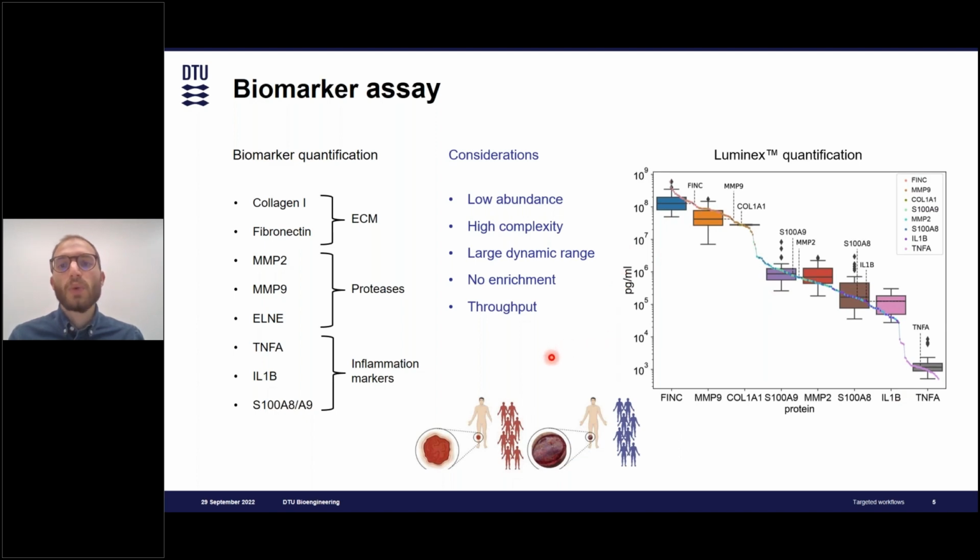We also wanted to monitor these proteins without any prior enrichment, as this would significantly add to the sample preparation, and we wanted, of course, to achieve high throughput and have an assay with which we can process a lot of samples in a small time, as we had a large number of patients as well as time points for each individual patient.